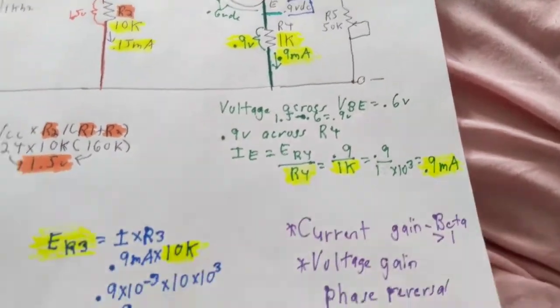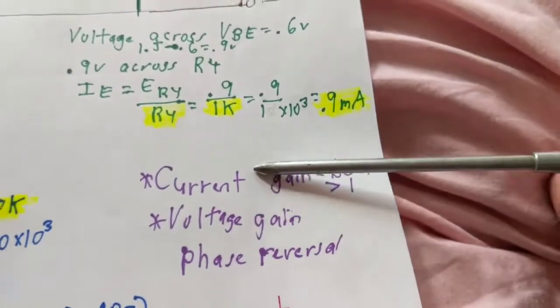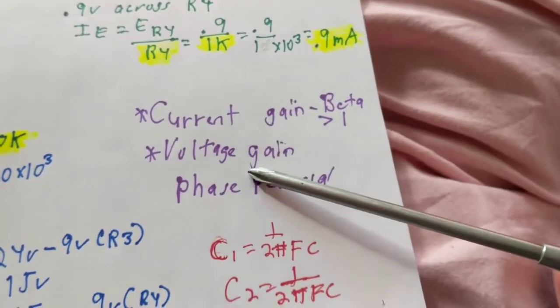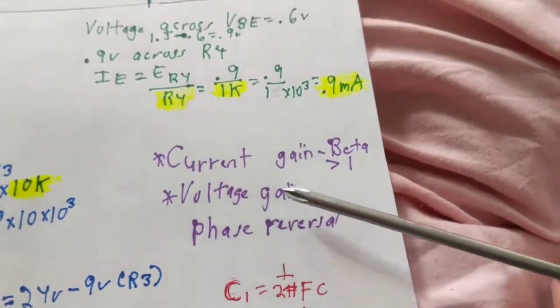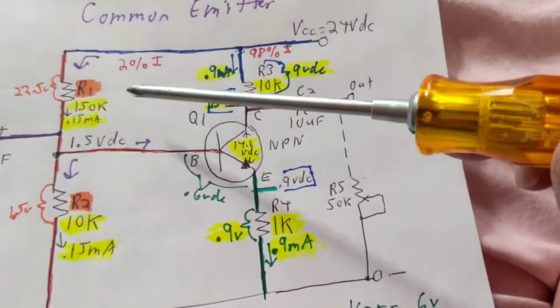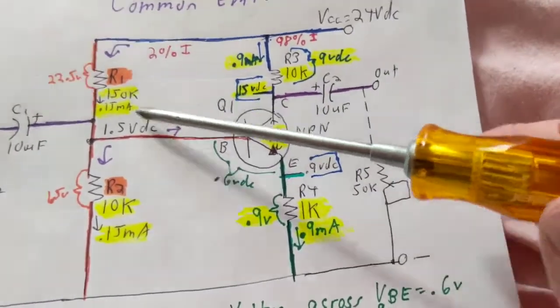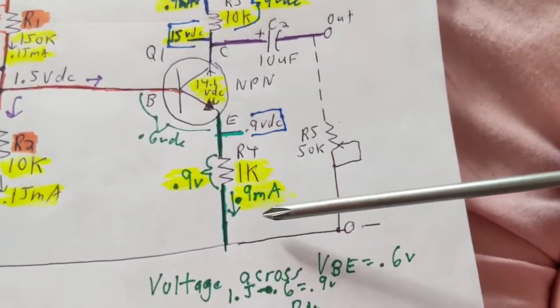Like I said, you can calculate it like you did over here. The common emitter has current gain more than one, called beta, phase reversal, and voltage gain. A quick method is, like I just said, without doing any formulas, the voltage divider. This is 50 times more. You can figure that out as I explained.